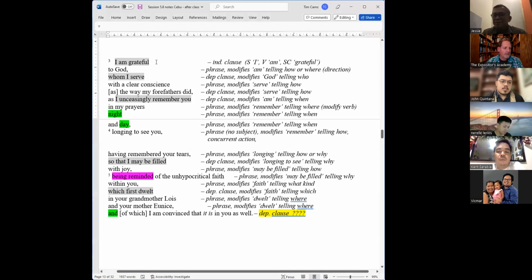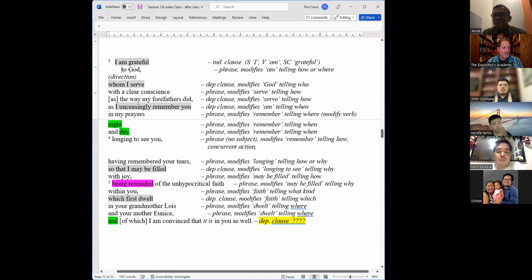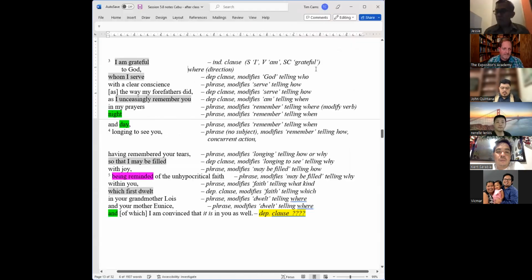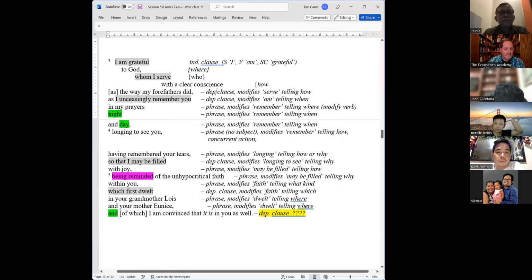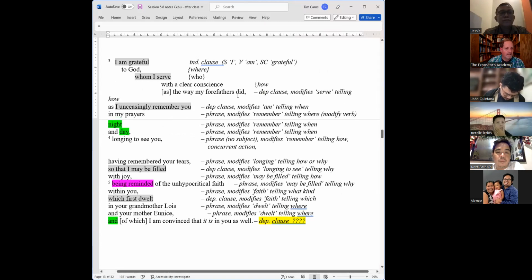I am grateful is an independent clause, so it's to the left. I am grateful, to God, right? Because we said this modifies am, telling where. Whom I serve, that modifies God, right? And that's telling who. Okay. Let me see here. Let me just do this. Right, this is direction. And then we have with a clear conscience. Remember we said that's modifying serve. So it's telling how I serve. So I'm going to put it under serve. This clause I said modifies serve, so I put it under serve. It's telling how.